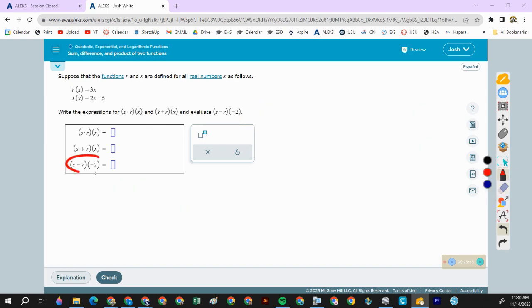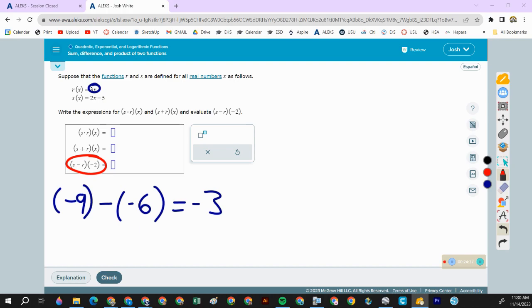So how am I going to do this? Put negative 2 into s, and I get negative 4 minus 5 is negative 9. And I put negative 2 in here, and I get negative 6. And what do I do with those two values? It says take your s answer and subtract your r answer. So we get negative 3.